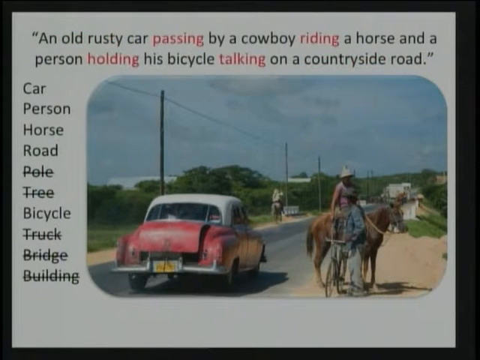Also, when the sentence is formed, people are talking about the actions that are happening in the image. There is a car passing by, there is a cowboy riding a horse, there is a person holding a bicycle, and there are two people talking to each other. And also, when we form this sentence, we also talk about the general scene of the picture. This is a road, and if I want to describe it, that would be a countryside road.